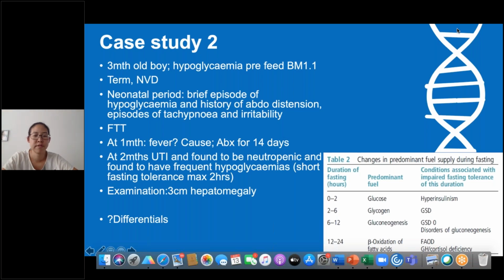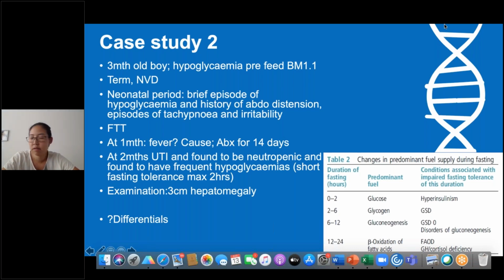At 2 months old, he was found to have a UTI, and then found to be neutropenic. And at this point, they found out that he actually had lots of hypoglycemic episodes, and they realized that his fasting tolerance time was 2 hours. Okay, so that's pretty short, and should give you a clue of where we're going with this.